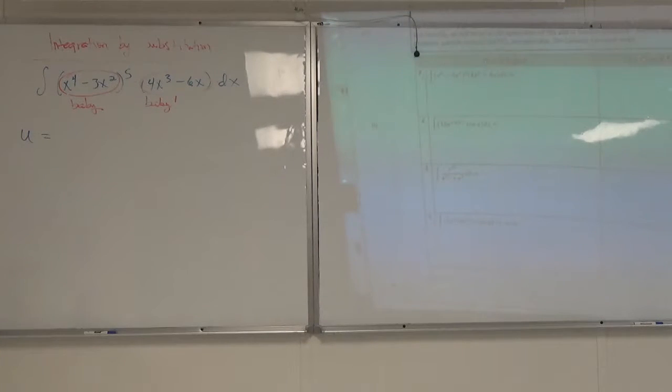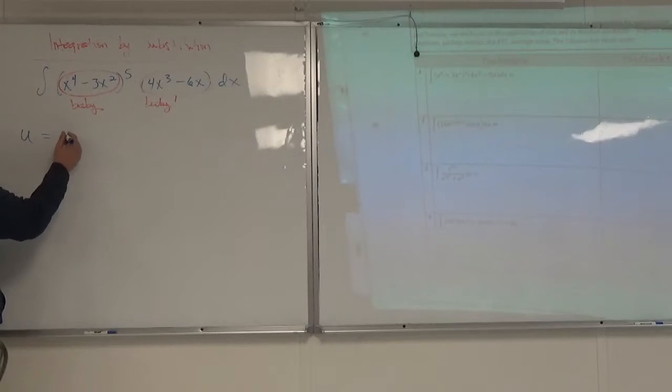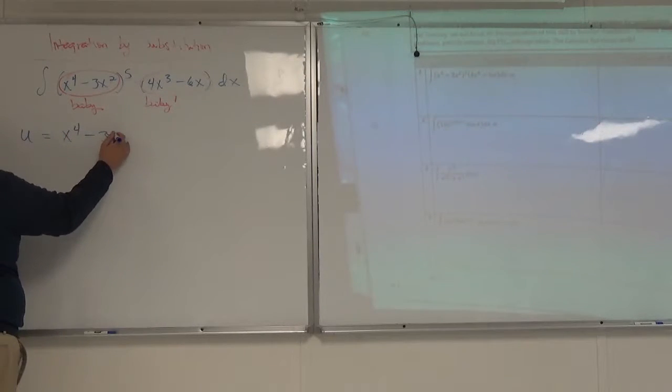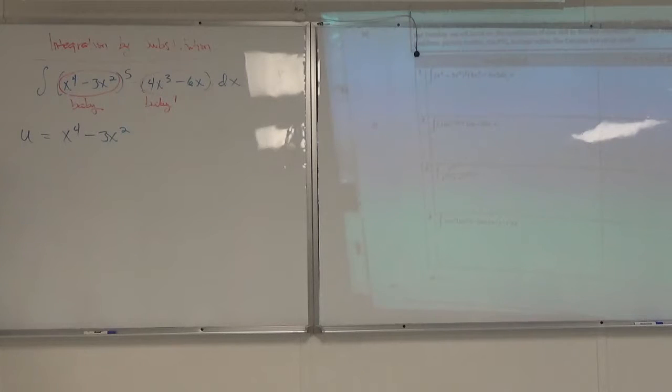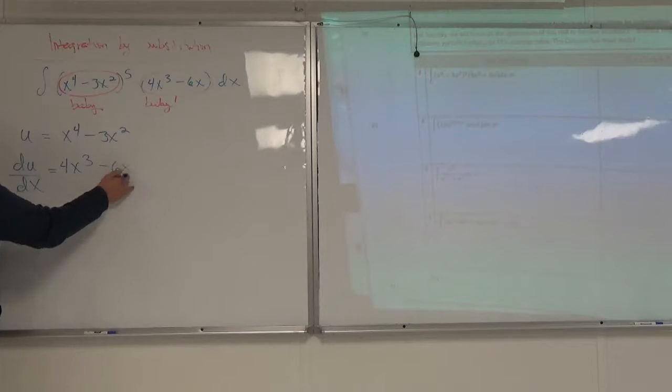With substitution, it's called U substitution. What we're going to do is rewrite this problem. We're going to say let U represent the baby, so x to the fourth minus 3x squared. So first we identify the baby. We're going to rewrite the baby as something simpler. Next, we're going to take the derivative of the baby with respect to x. So du dx, I'm taking a derivative of my baby. X is the variable, so du dx. Eileen, what's the derivative here? 4x cubed minus 6x.